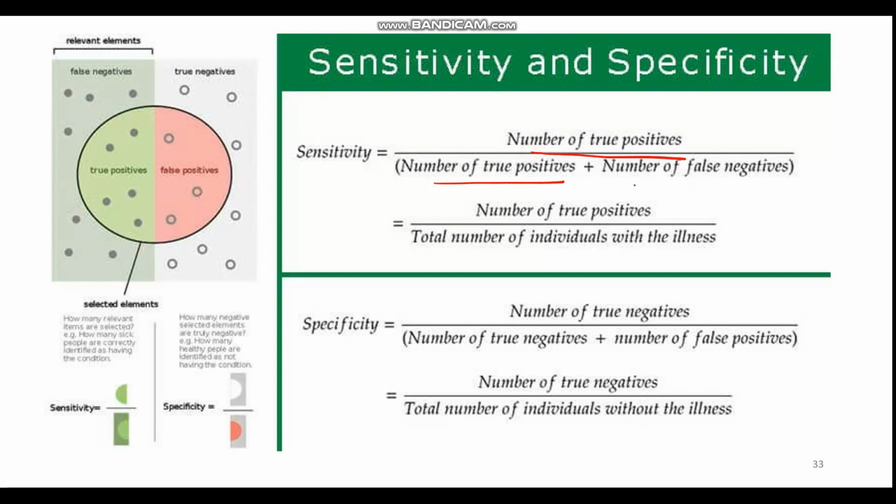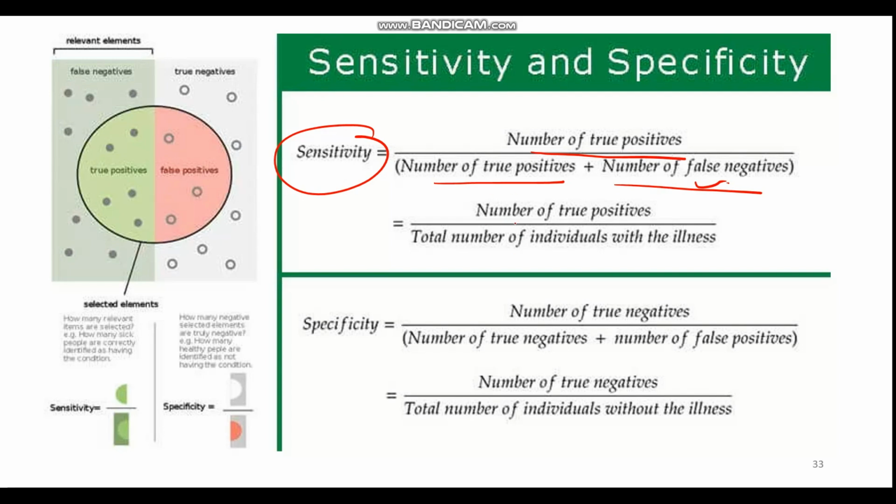Sensitivity is the number of true positives divided by the number of true positives plus the number of false negatives. This is known as sensitivity, where we also consider the false negatives, because false negatives are predicted as negative but were actually positive.